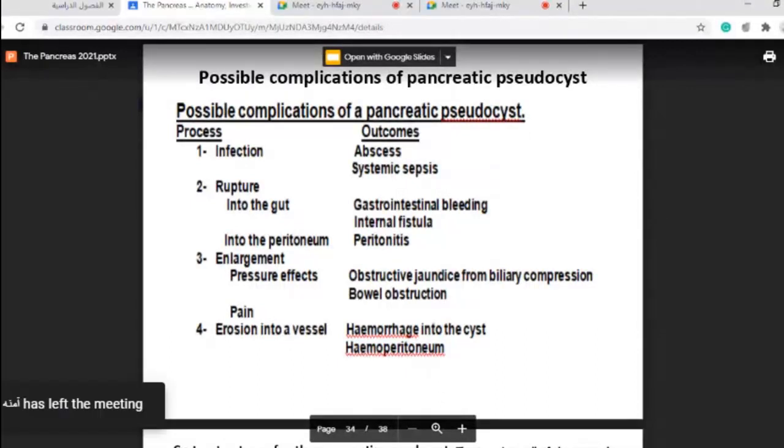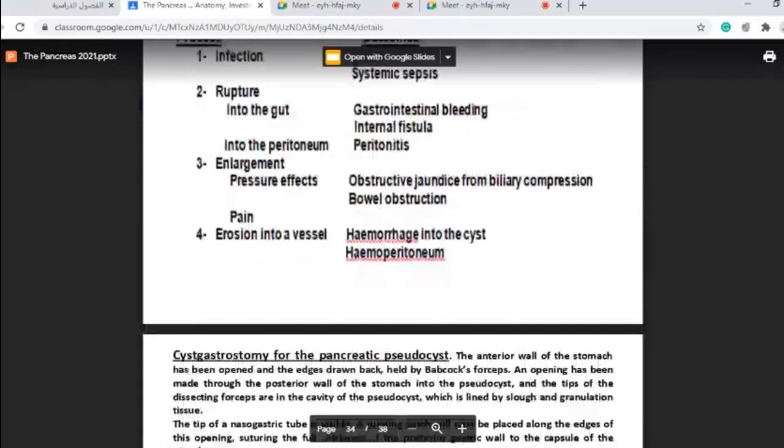Or the pseudocyst may get enlarged in size, causing a pressure effect, obstructive jaundice from biliary compression or bowel obstruction. And if the pseudocyst enlarges, it causes abdominal pain. Or this pseudocyst may cause erosion into a vessel, causing hemorrhage into the cyst and hemoperitoneum. So the pancreatic pseudocyst has a lot of complications, and it needs treatment.